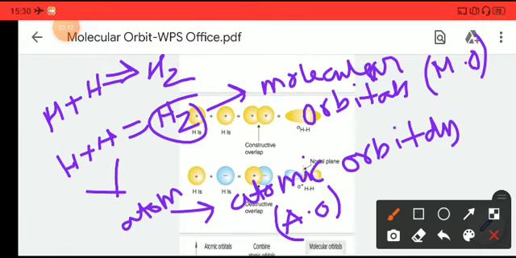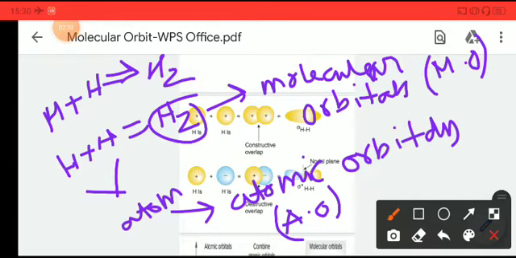Okay, let me repeat myself. In the case of a diatomic molecule, when two hydrogen atoms are combined together to form a molecule, the orbital of that molecule will be called a molecular orbital, or MO.